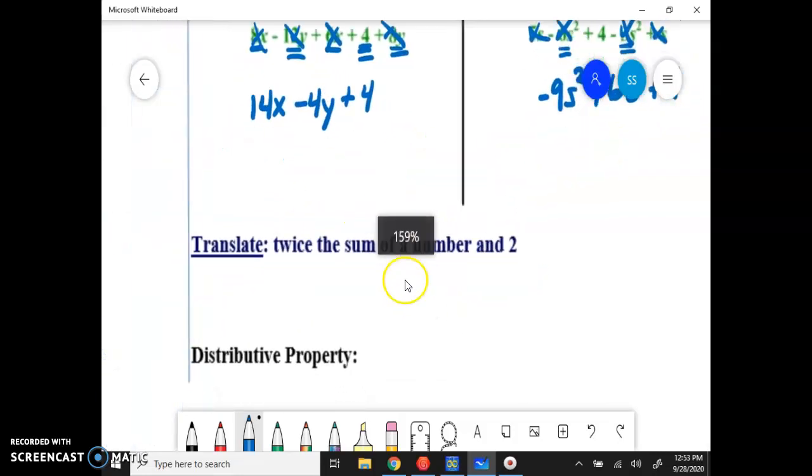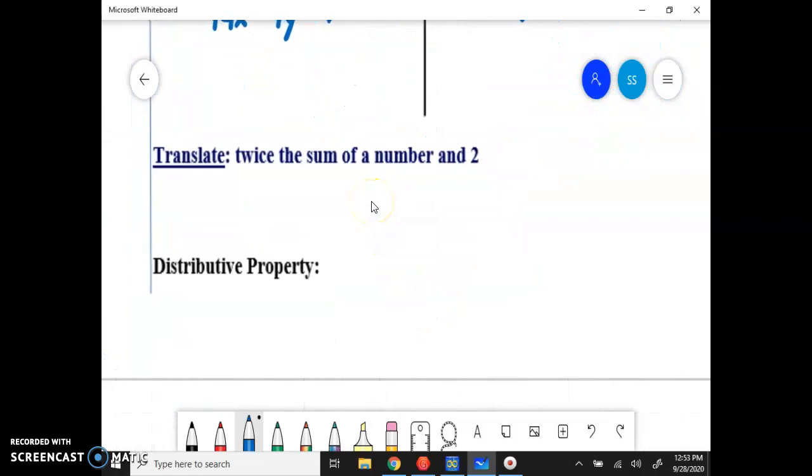Okay. One last thing for this video, translating some verbal expressions like this. So let's look at some key things here. We got twice the sum of a number and 2. Okay, so of a number, so we don't know what this number is, let's use a variable for it. How about we use the variable n? We have sum. Hopefully we know that sum is the answer to an addition problem. And twice, that makes me think of 2.